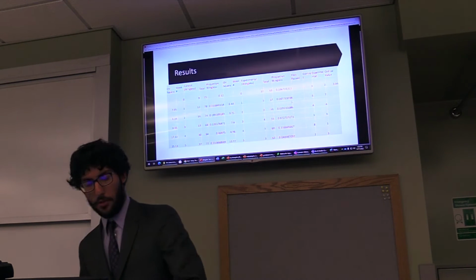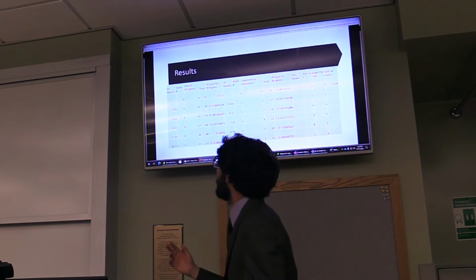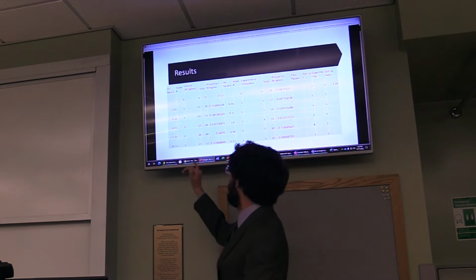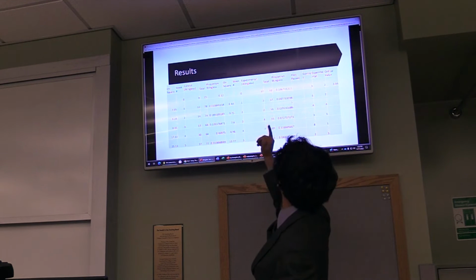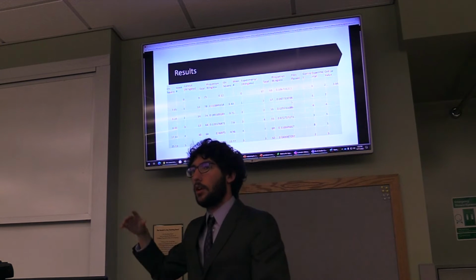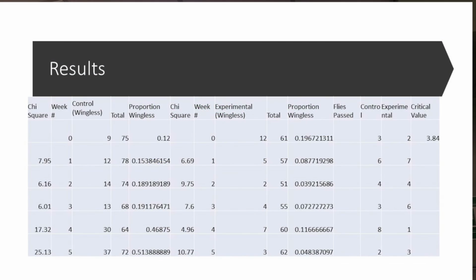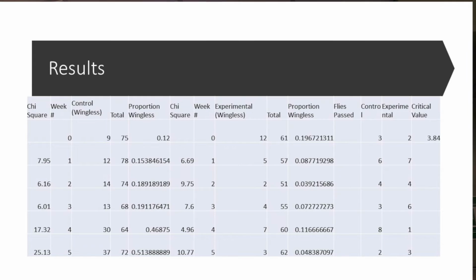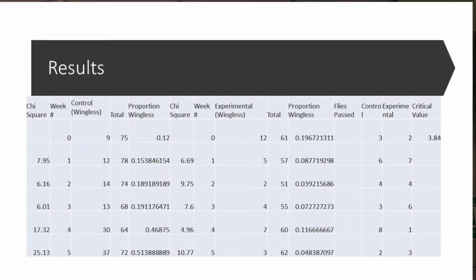But if I go to my chart, what I really want to focus on is the control of the wingless and the experimental, because these are the actual numbers, and then the proportion counts. Now, when you look, originally I started with about 12% wingless here. And then in the experimental, I was about 19-20% wingless. And then as you go down, especially in the control, this really stood out to me, and it's something I did not expect, was that the wingless population started to skyrocket around week 3.